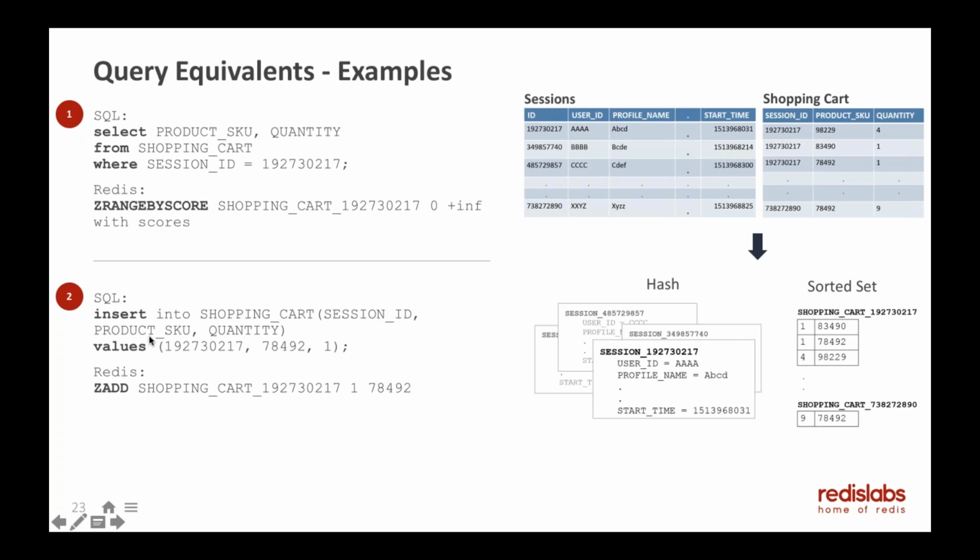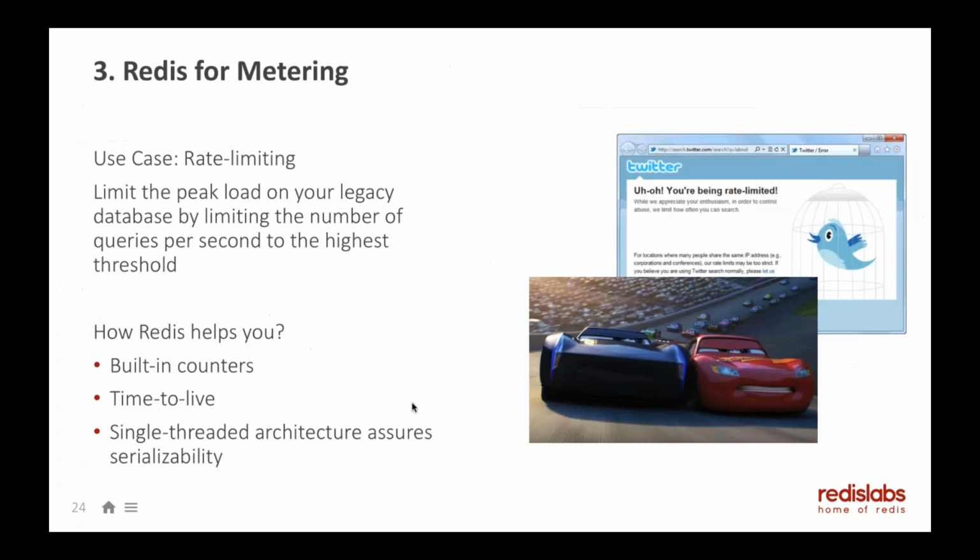The other idea here is if you're inserting into a shopping cart, let's say you're adding stuff into shopping cart. In SQL, what you do is you do insert into shopping cart with given session ID, product SKU, and quantity. And here, the equivalent in Redis is ZADD, and you are adding to a shopping cart sorted set with quantity and ID. So that's the idea.